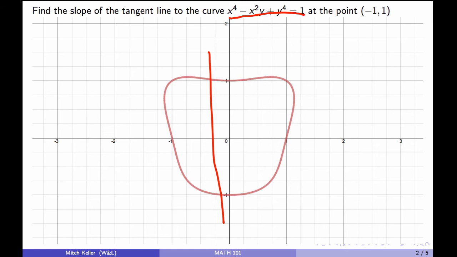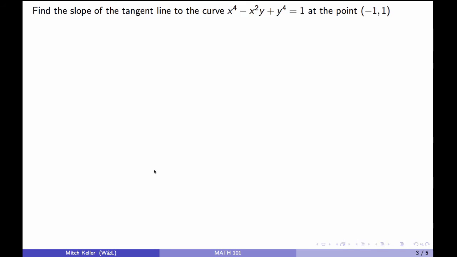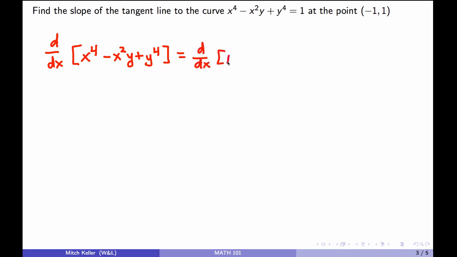And here we've been asked to find the slope of the tangent line at the point -1, 1, which is right here. And so we're really saying, what's the slope of this tangent line? So let's come over here and work through this. What we're going to do is differentiate both sides with respect to x, because we're thinking of x as our independent variable, and y we're going to treat as a function of x.